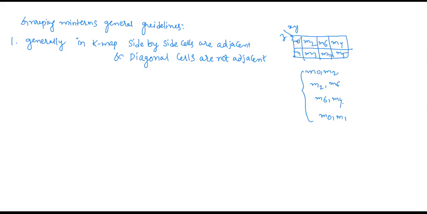Diagonal cells, M0, M3, not adjacent. Diagonal M7, M4, not adjacent. Diagonal cells are not adjacent. Side by side cells, either horizontal or vertical, those are adjacent.